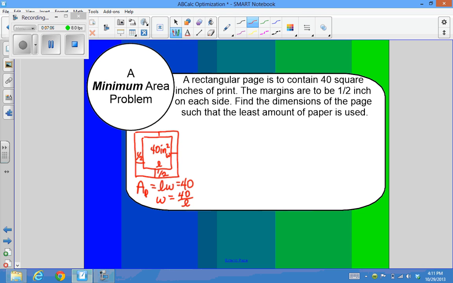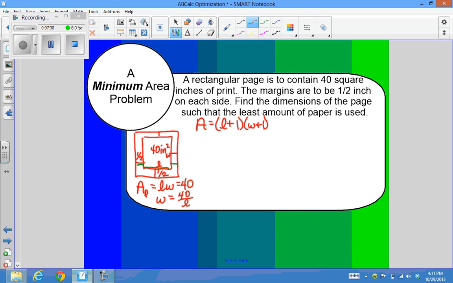So what I have overall for the area of my entire page is going to be my length plus 1 inch on each side. I've got my length right here plus 1/2 inch plus 1/2 inch. So that's going to give me L plus 1 times, going the other way, I've got my width plus 1.